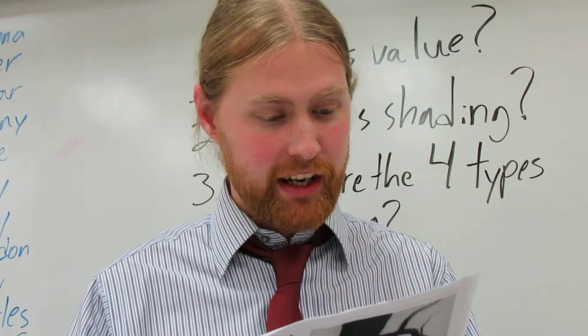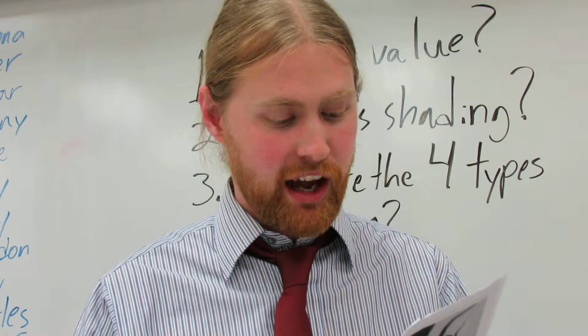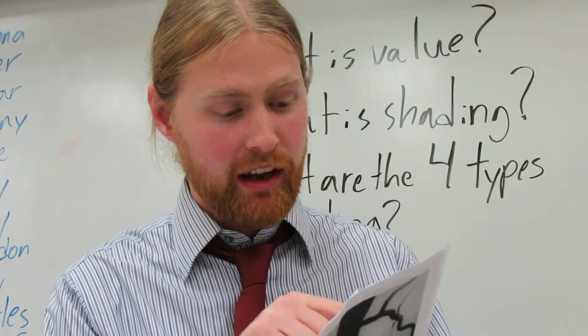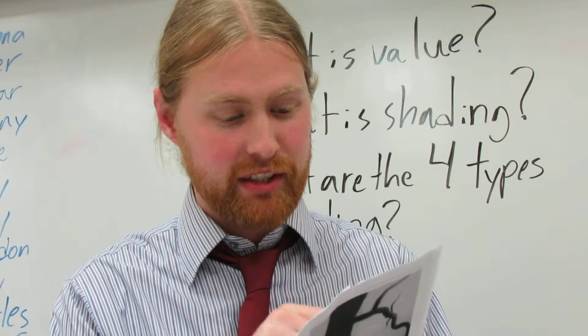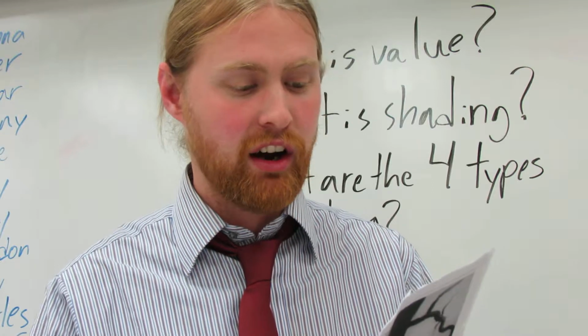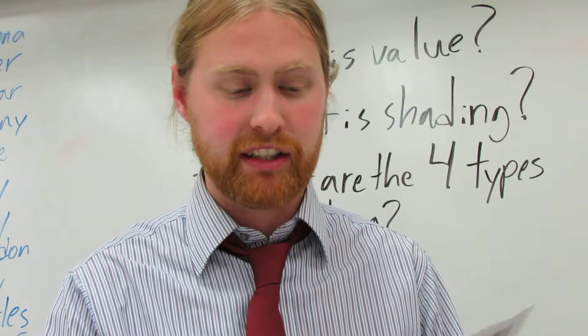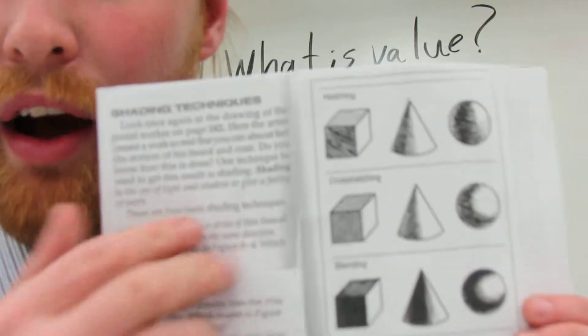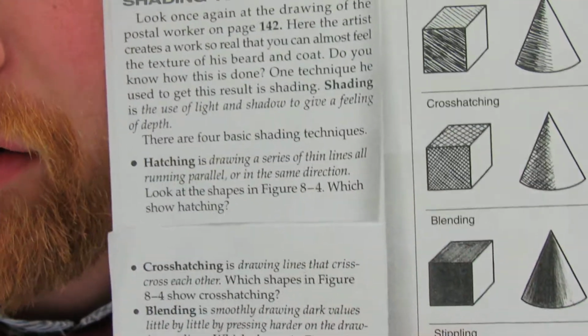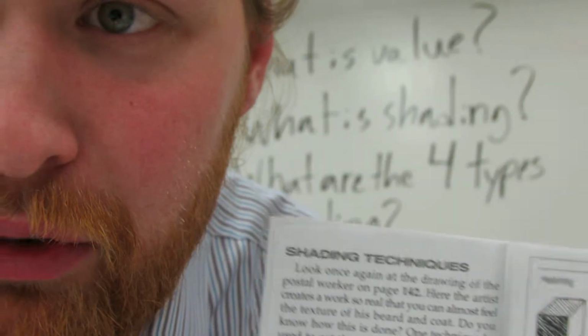Stippling, and that's creating dark values with a dot and pattern. And I skipped hatching, which is drawing a series of thin lines all running parallel or in the same direction. And right here, you have examples of the four.